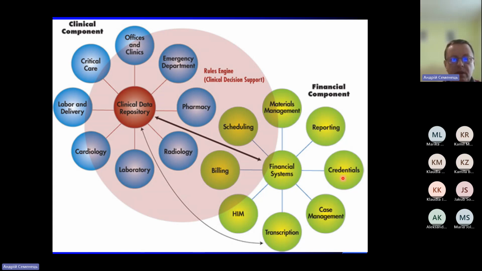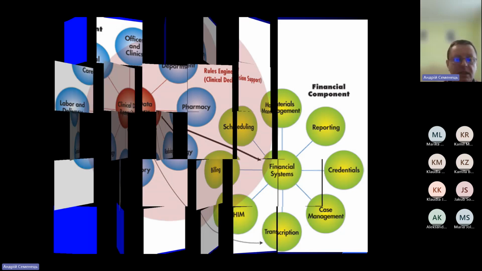And when we talk about areas which could be covered with activities of decision support, here we have that red circle, which covers various activities of clinical data processing, as well as organizational financial data processing, which could be covered with clinical decision support system activities.